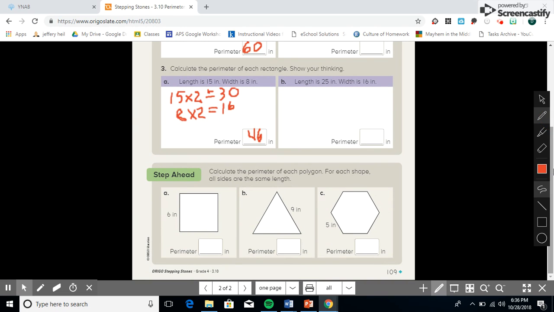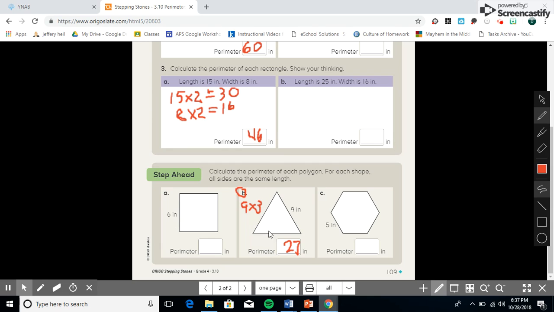Step ahead says calculate the perimeter of each polygon. For each shape, all sides are the same length. So even though these aren't rectangles, you can still use similar strategies. I'm going to demonstrate on B. For example, I could add 9 plus 9 plus 9, or I could also just do 9 times 3 because I have 3 sets of 9. And I'll find that this is 27 inches.